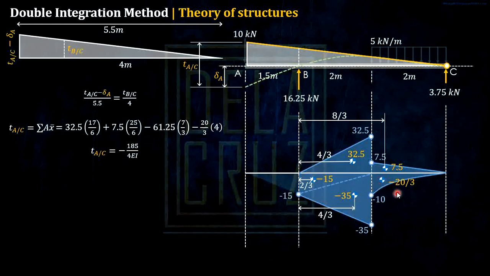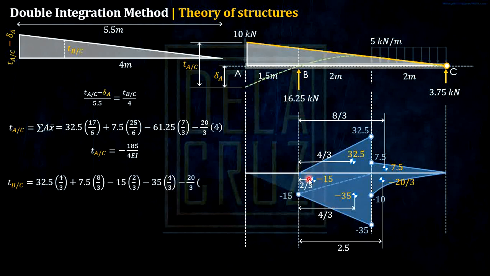4/3. And this point is just 1/4 of 2 plus 2. Okay, that is 1/4 of 2 plus 2, and that is 2.5. Now, we can take moment about B. Okay, so that will be 32.5 times 4/3 plus 7.5 times 8/3 plus minus 15 times 2/3 minus 35 times 4/3 minus 20 over 3 times 2.5. Okay, so that will be negative 10. So as you can see, that is negative because that is below the tangent line.